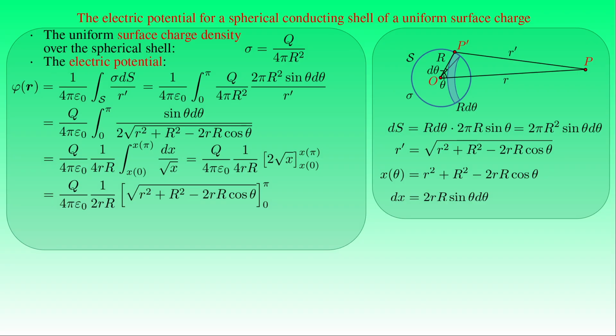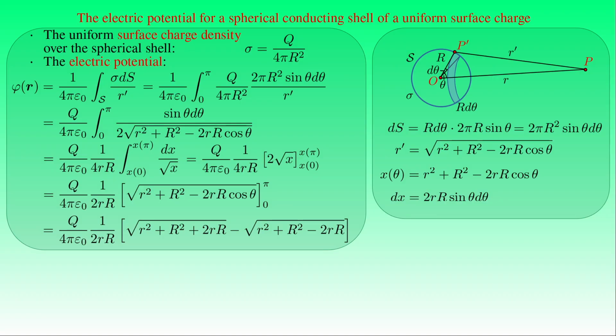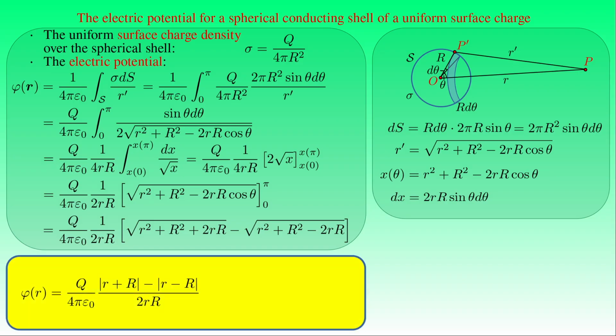If we substitute the lower and upper limits into the equation, then the expression in the brackets leads to the square root of r squared plus capital R squared plus 2 times r times capital R, minus the square root of r squared plus capital R squared minus 2 times r times capital R. As a result, the electric potential phi at the point P at the distance r from the center O of the uniformly charged spherical shell of radius capital R and total charge Q can be written as the total charge Q over 4 pi times epsilon naught, times the difference between the magnitude of r plus capital R and the magnitude of r minus capital R, over 2 times r times capital R.